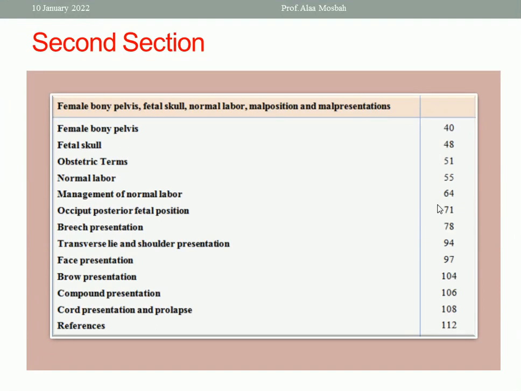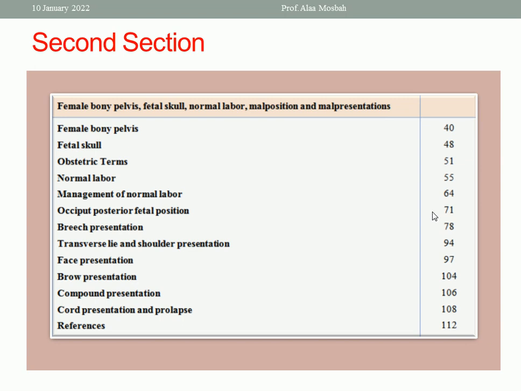Let us go to the second section, which is covering many chapters, as you see, starting with the female bony pelvis and the fetal skull, some obstetric terms like lie, presentation, position, engagement, synclitism, and asynclitism. Okay. Then normal labor, the physiology of normal labor, stages of normal labor, and everything that belongs to normal labor.